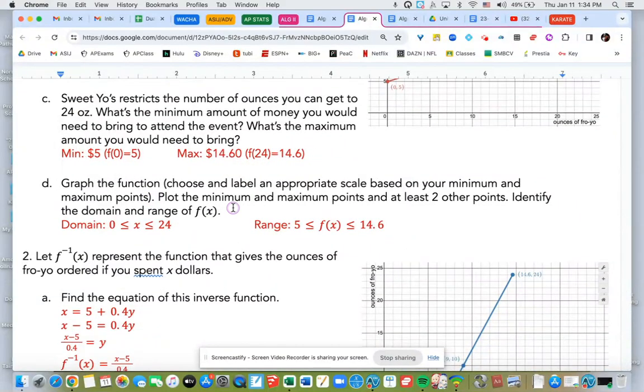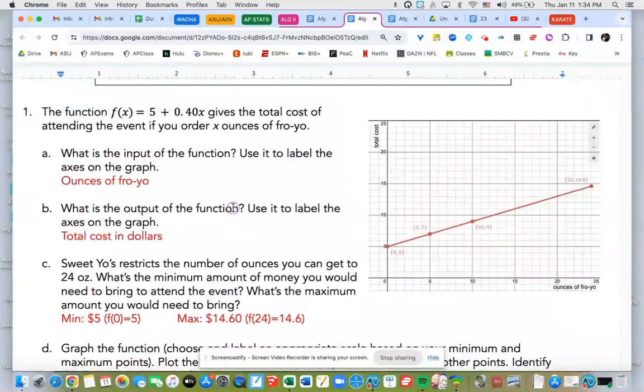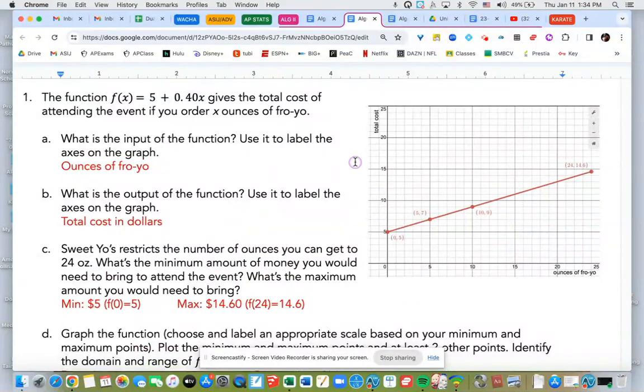Now it says graph that. So here's our graph. This wasn't given to you. You have to graph it yourself. This is the y-intercept, $5. That's how much you pay to get into the event. So if you don't get any frozen yogurt at all, you still pay $5 to get in. And then we're going to have a slope of 40 cents. So for every ounce, I'm going to pay another 40 cents.